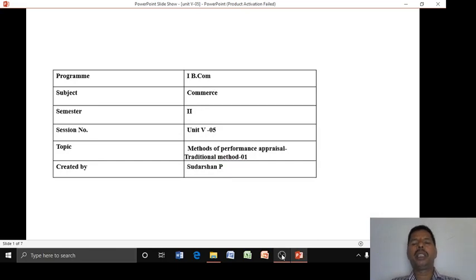Good morning, dear students. In the previous session, we studied the meaning, introduction, and definition of human performance appraisal and the objectives of performance appraisal. Now, we are going to study the methods of performance appraisal. It is a broader area, therefore it has been divided into three sessions: Unit 5, Section 5, Unit 5, Section 6, and Unit 5, Section 7.